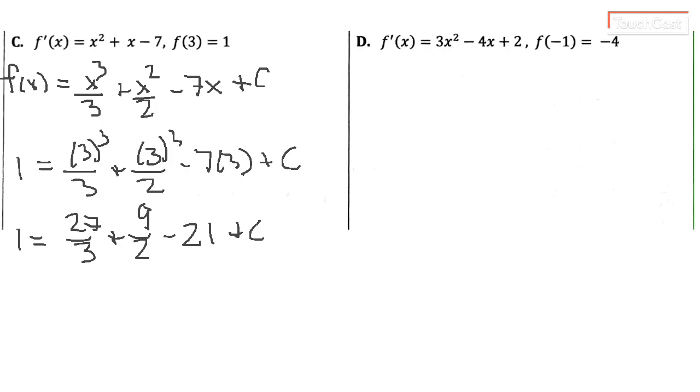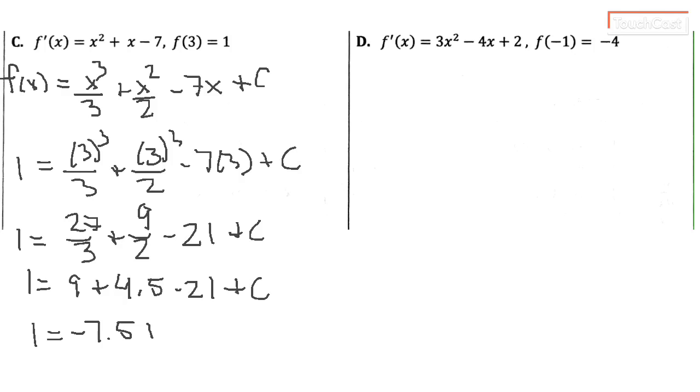Now I'm going to take 27 and simplify that. 27 over 3 is just 9. So we've got 1 equals 9 plus, we can write 9 over 2 as 4.5. That's fine. I'm not opposed to having a decimal in here. Minus 21 plus c. Now if we combine everything, 9 plus 4.5 minus 21, that's going to give us 1 equals negative 7.5 plus c. So we're going to add 7.5 and get that c is equal to 8.5.